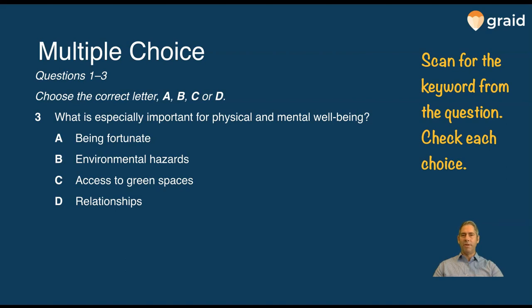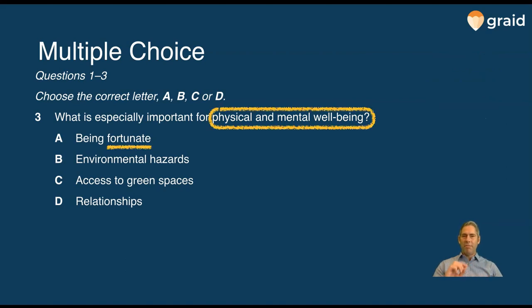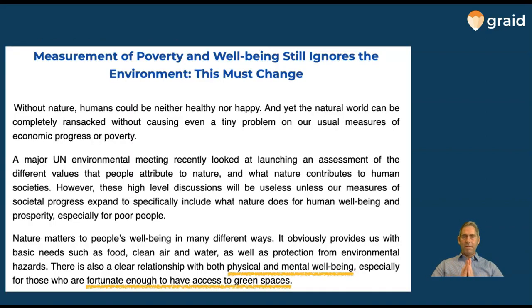Here we're given a question. So, what is especially important for physical and mental well-being? The key phrase we're going to scan for is physical and mental well-being. We're going to check, is the answer being fortunate? So we're going to scan for 2 things here. When you have a question like this, it is a little bit more difficult because you're basically scanning for 2 things at once. So on the first page, we can find that phrase, physical and mental well-being. Then I can see the word fortunate. I read the whole sentence back. There is also a clear relationship with both physical and mental well-being, especially for those who are fortunate enough to have access to green spaces.